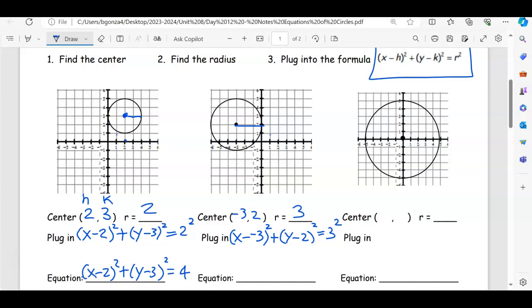So let's write our final equation. Instead of minus a negative 3, it's going to be x plus 3 squared. Y minus 2 squared is the same. And remember, I don't want 3 squared. I want to know what is 3 squared. And it's not 6. 3 squared is 3 times 3, which is 9.